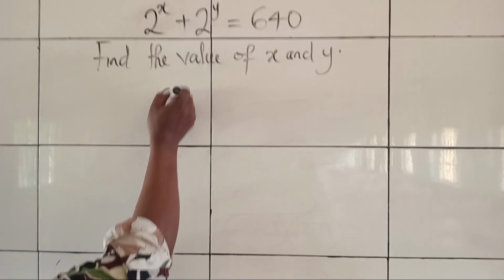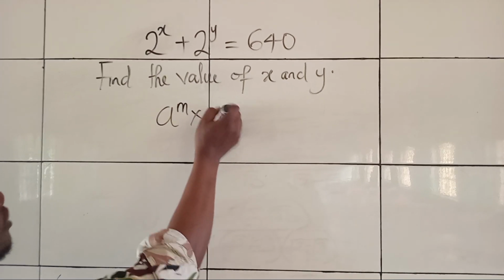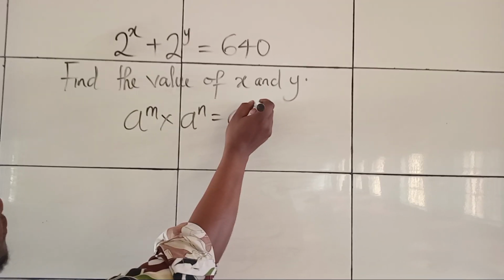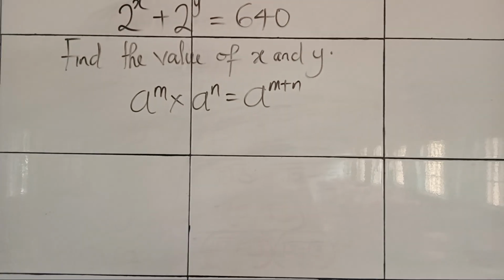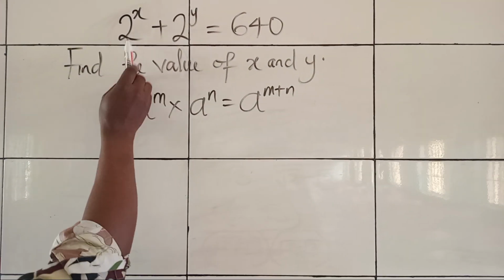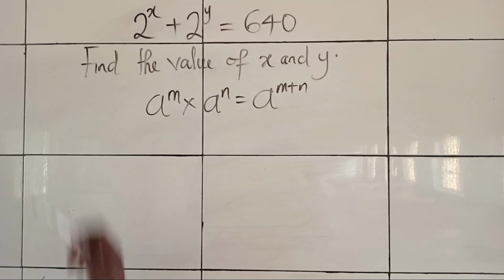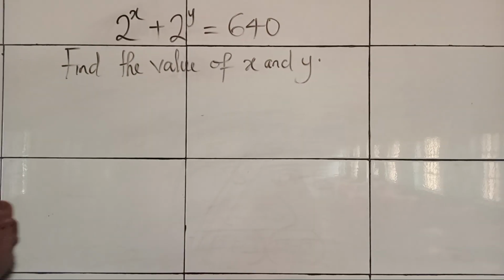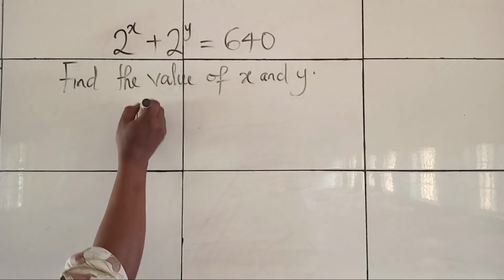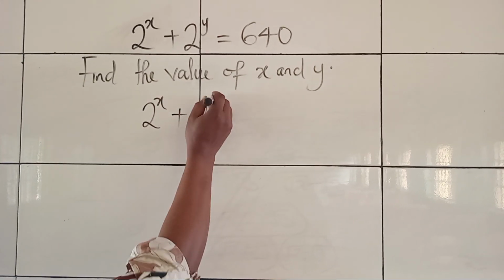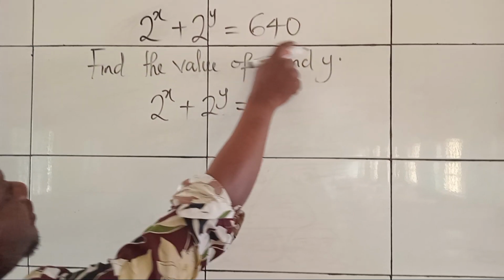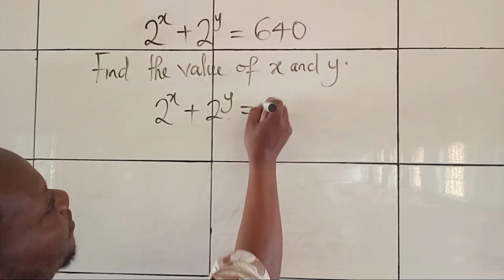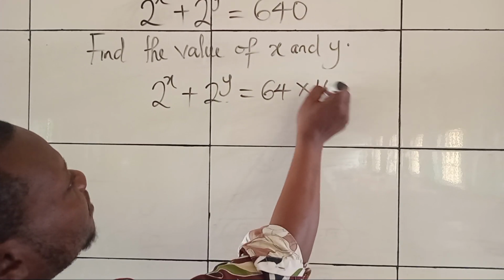Recall that the first law says a raised to the power of m times a raised to the power of n equals a raised to the power of m plus n. But now, though the bases are equal, there's no multiplication between them. So in that case, what we are going to apply: 2 raised to the power of x plus 2 raised to the power of y equals, we can break this down, 640 can be 64 times 10.